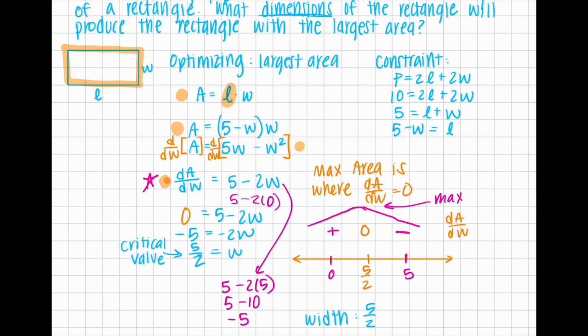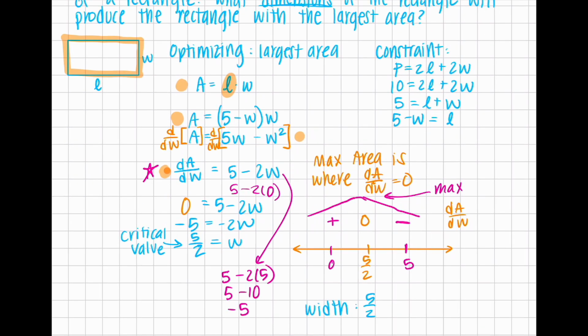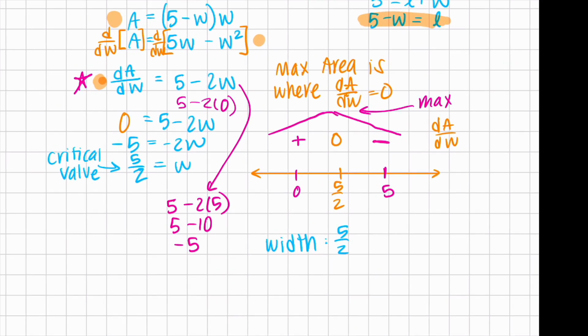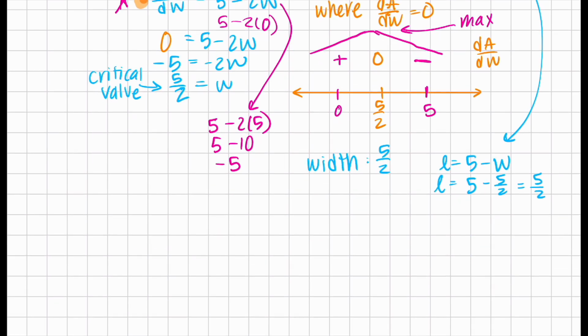Now the question though is asking for the dimensions. So I need my length and my width. So I have a couple places I can plug in. Pick where it's easiest. I might pick this equation to find my length because we need both dimensions. So I'm going to say length is 5 minus w. So I'm going to say 5 minus 5 halves. That's just going to be 5 halves again. So my dimensions are going to be 5 halves by 5 halves.